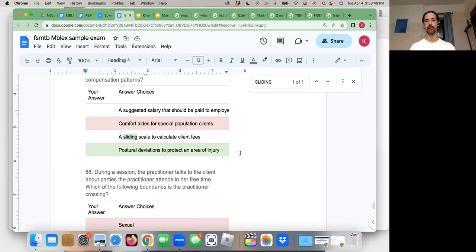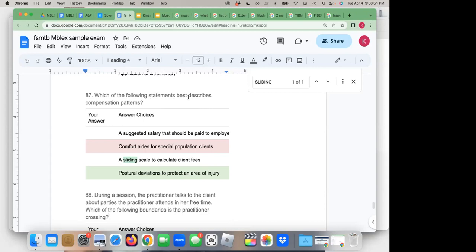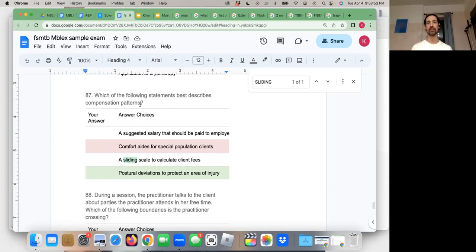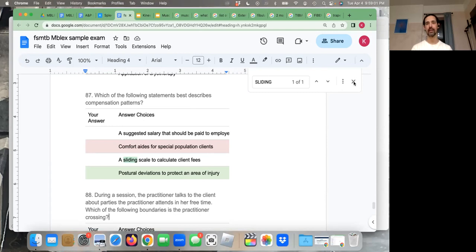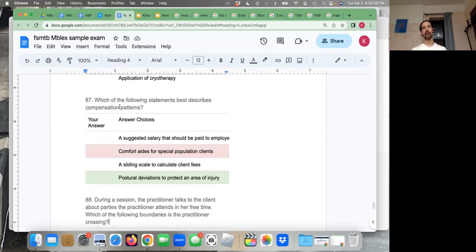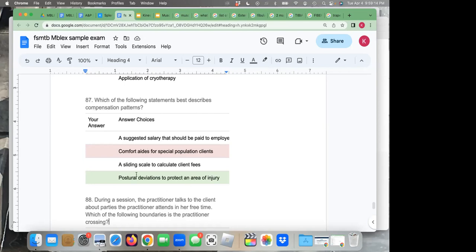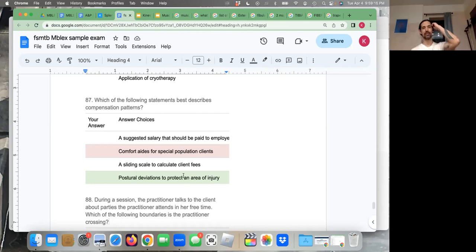Which of the following statements best describes compensation patterns? A suggested salary that should be paid to employees, comfort aids for special population clients, a sliding scale to calculate client fees, or postural deviations to protect an area of injury. Compensation patterns. Which one? I just like the A answer, but it's D. Yes, postural deviations to protect an area of injury.